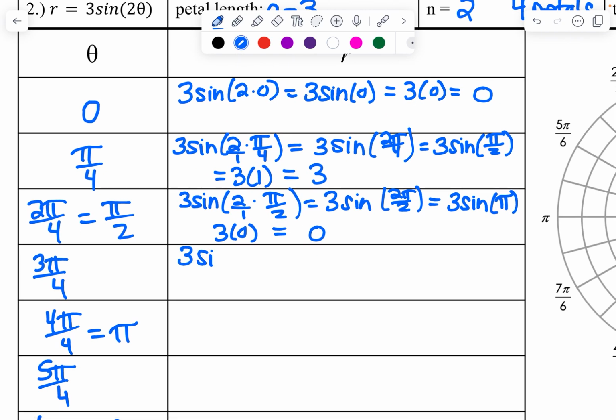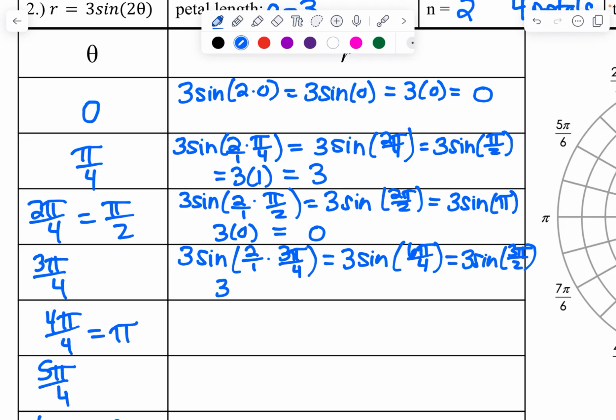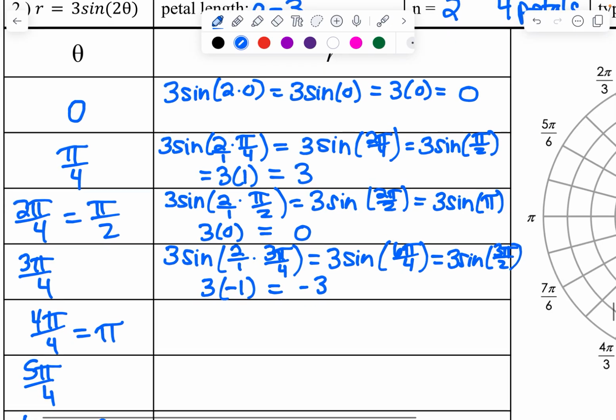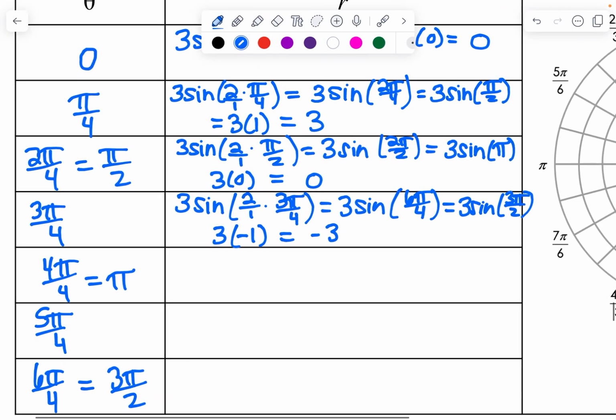If we plug in 3 pi over 4, so 2 times 3 pi over 4 would be 6 pi over 4, but that'll reduce to 3 pi over 2. And we know that the sine at 3 pi over 2 is negative 1. So 3 times negative 1 gives us negative 3. If we went 0, 3, 0, negative 3, I bet this next one's 0.